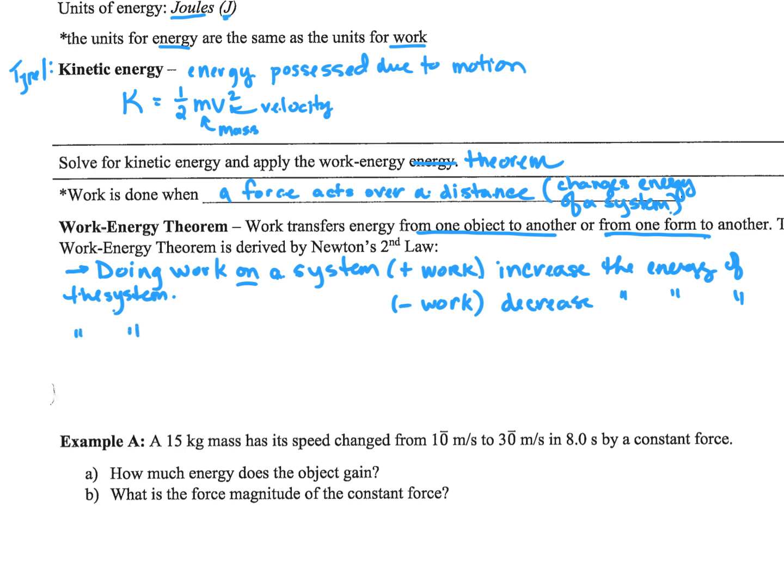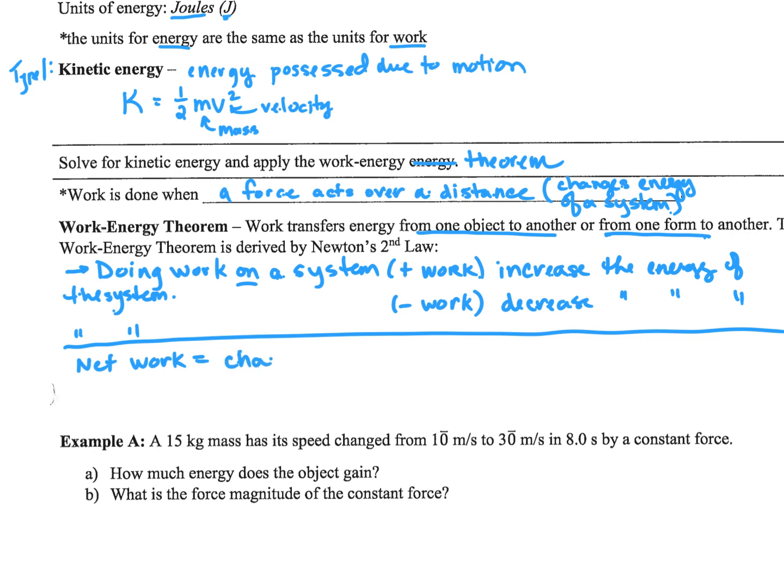Either way, we're increasing or decreasing the work, right? Which means that we have a net work which is going to be equal to the change in energy. And since the energy has to do right now with motion, it's going to be equal to the change in kinetic energy. And this is our work energy theorem. In other words, work, W equals delta K, change in kinetic energy.